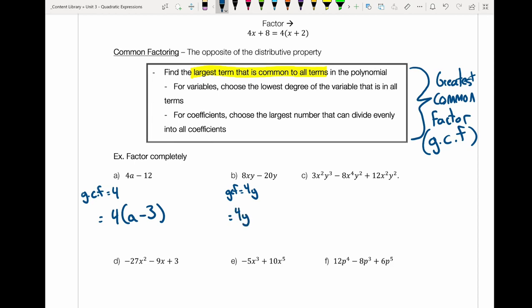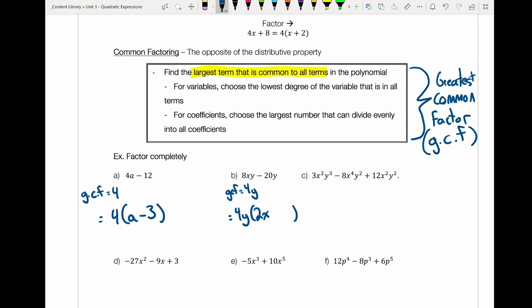Now that I know my greatest common factor, that's going to go outside of my bracket, because again, we want to turn this back into basically a distributive property type question. So the greatest common factor is going to go back outside the brackets. And now I need to figure out what goes inside that bracket. There's different ways you can think about it. You can think about, okay, what does 4y have to multiply by to get to 8xy? Or you can do 8xy divided by 4y, and that answer is going to be the first part of your bracket. In this case, it's going to be 2x.